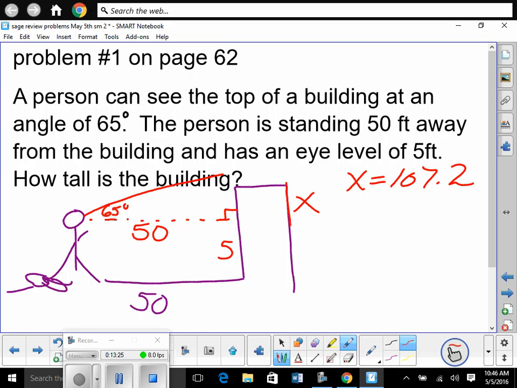Okay. Add 5, so that's 112.2. So just fix your answer if you got it wrong. Good job on catching that, Braylon.